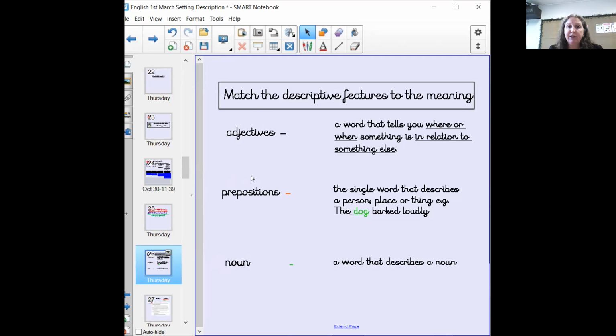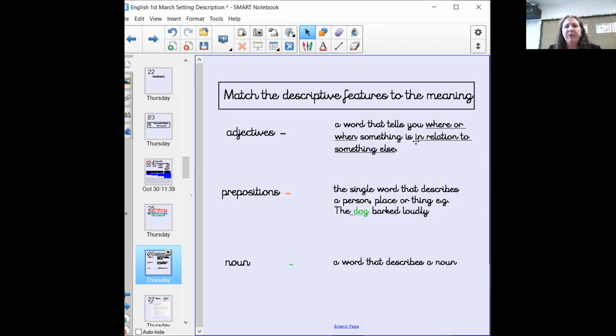These are the language features, and then these are the meanings. So a word that tells you where or when something is in relation to something else, the single word that describes a person, place, or thing, e.g. dog, and a word that describes a noun. What I have done is I've muddled those up so they're not next to the right meaning, the definition, and the word. So we need to make sure that we put them back together.